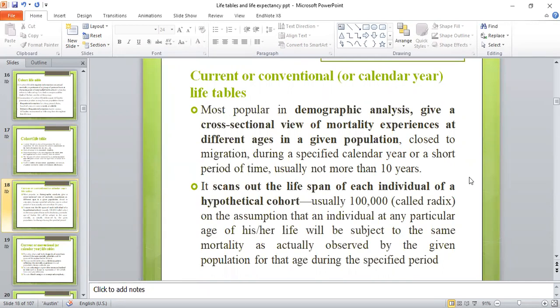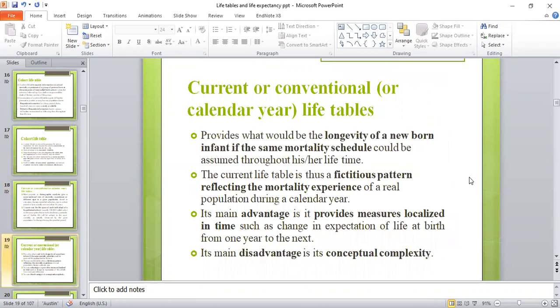It scans out the lifespan of each individual of a hypothetical cohort. The current or conventional life table actually provides the longevity of a newborn infant, if the infant's same mortality schedule could be assumed throughout his whole lifetime. The current life table is such a fictitious pattern reflecting the mortality experience of a real population.